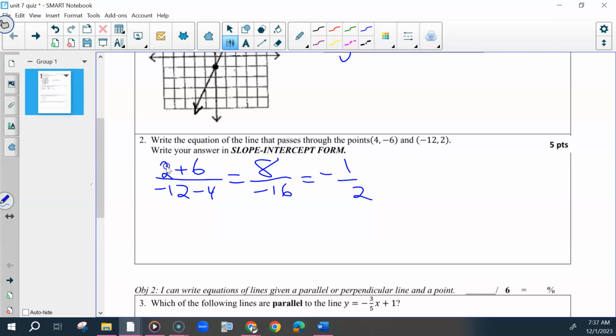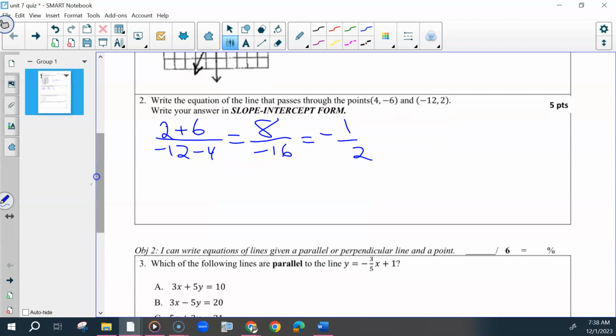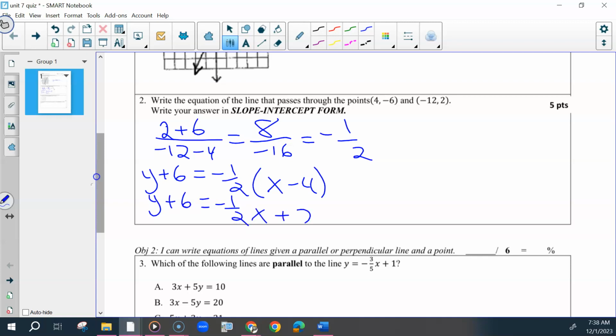So find the slope, and then you have to use one of these 2 points in your point slope form. Didn't matter which one. A lot of you used this one, some of you used this one, but it didn't matter. So if you use this one, that would be y plus 6 equals negative 1/2 times x minus 4. If you did the other one, y minus 2 equals negative 1/2 times x plus 12. As long as you did the math correctly, you should have got the same answer, which was y equals negative 1/2 x minus 6.